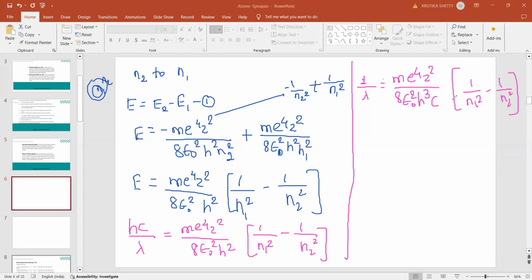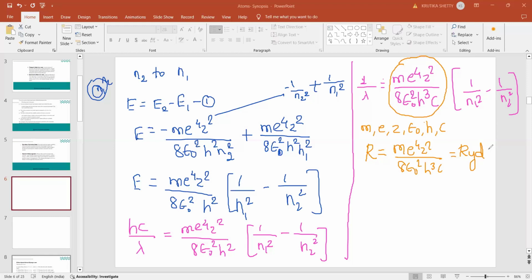Okay. So now whatever terms you are able to see outside the bracket are all constants. m, the mass of the electron, is constant; e, the charge of the electron, is constant; z, the atomic number, is constant; epsilon naught is constant; h is constant; c is constant; 8 is also constant. So everything is constant. Therefore, this constant I'll denote as a capital R. The capital R is m e raised to 4 z square upon 8 epsilon naught square h cube into c, and this R is called the Rydberg constant.